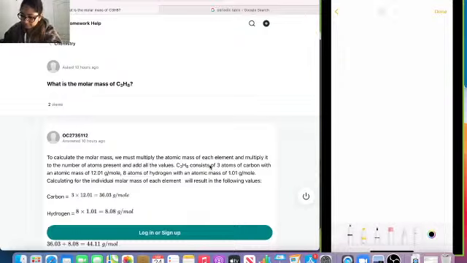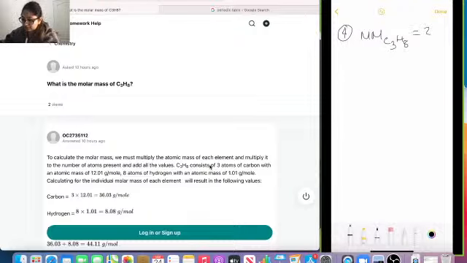Okay, for question number 4, it says, what is the molar mass of C3H8? To find this, we are going to have to use the periodic table to find the molar mass of the individual elements here. And so, molar mass of C3H8.